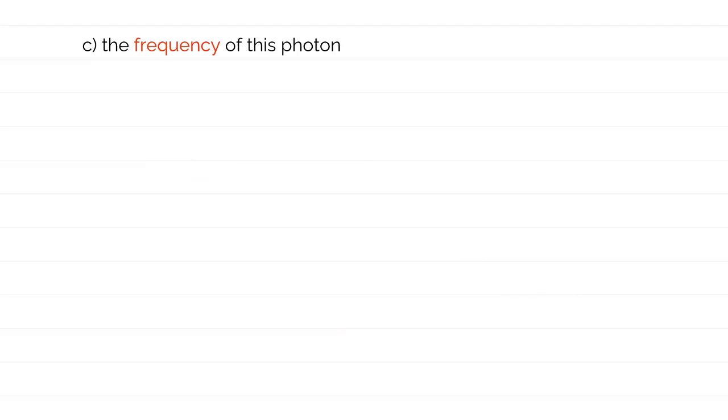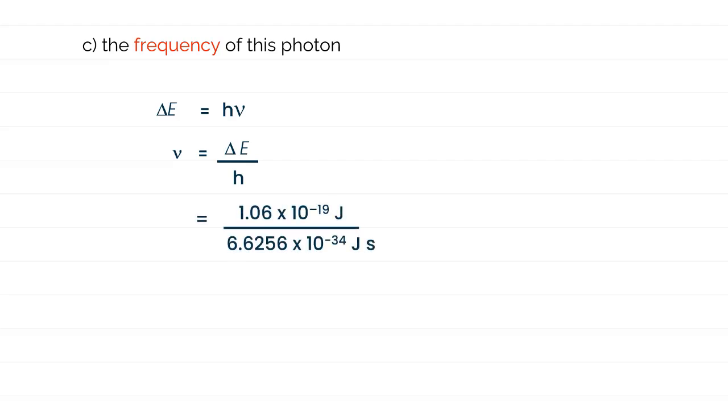Lastly, C, it asks for frequency of photon. Since the energy is emitted in the form of photon, therefore we could use another formula of delta E that contains frequency, which is h nu. So once we rearrange this formula, we're going to get delta E over h, which is the Planck constant. We'll substitute all the values and we're going to cancel out the joule unit, left only with per second with the value of 1.6 × 10 to the power of 14. So the unit of frequency could be in per second or in hertz.